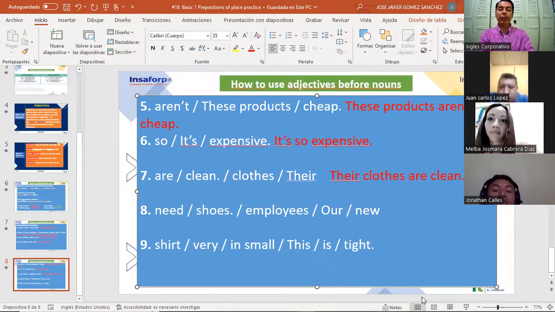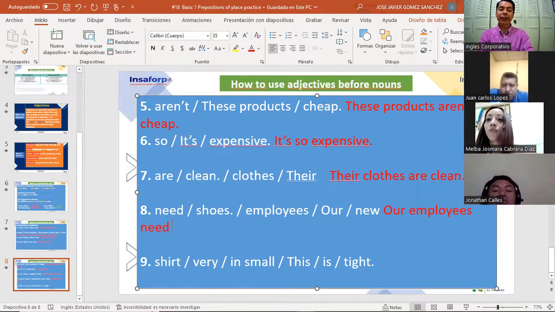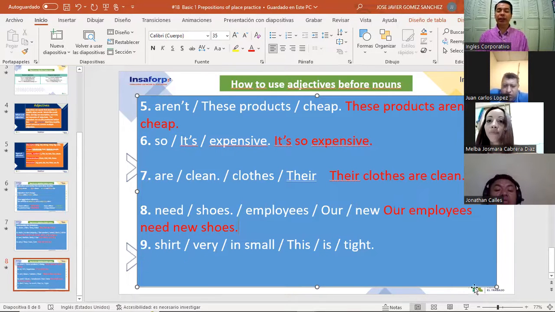Les voy a dar con la primera palabra. New employees. Very good. The verb need. New shoes. Notice that I don't say news shoes. No. New shoes. The adjective doesn't change. El adjetivo no cambia, okay? Number nine, please. Este está difícil. Vamos a ver. Hagámoslo entre todos.